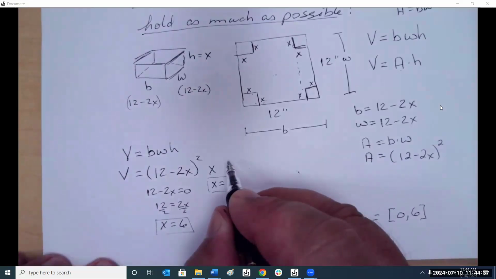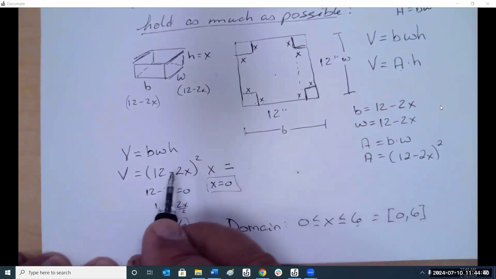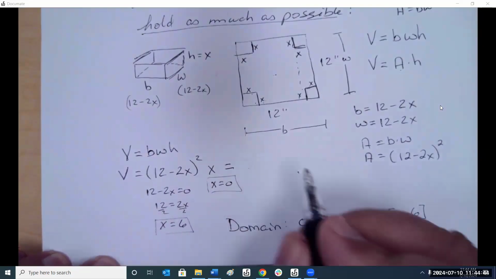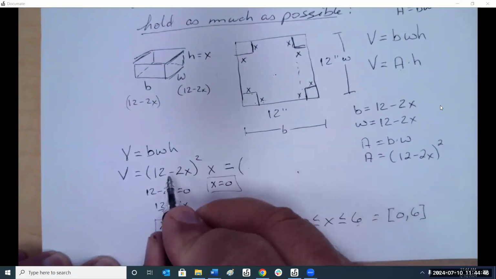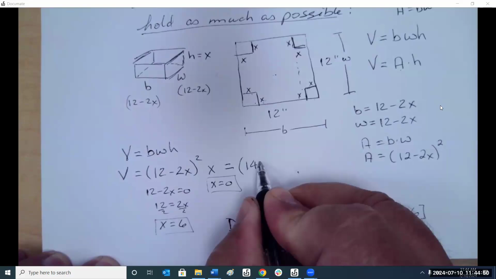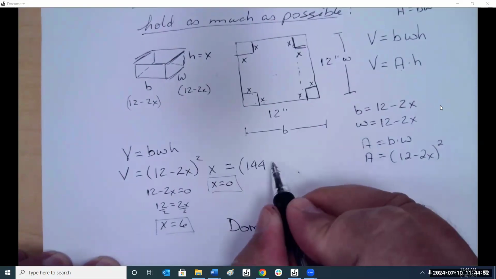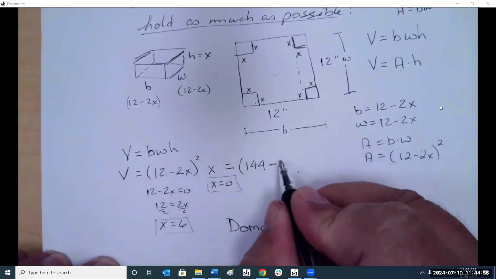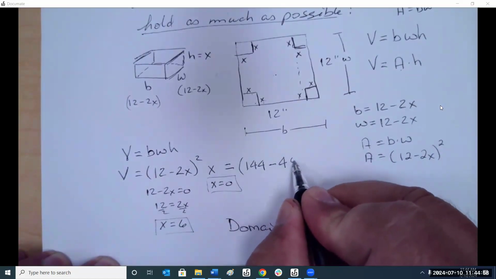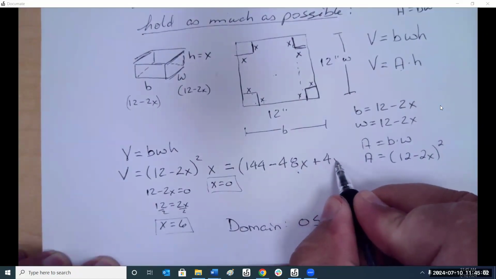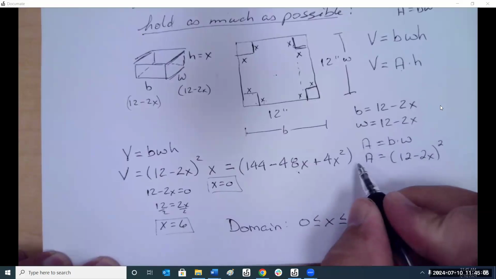So let's look at our equation and let's expand it. We would get 12 times 12 is 144. 12 times 2 is 24, 24 plus 24 is 48. Plus 4x squared times x.